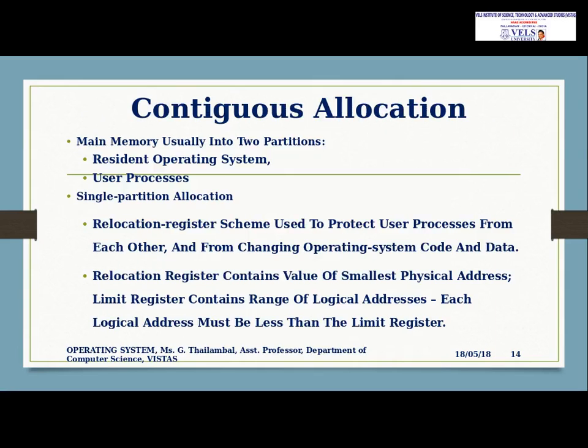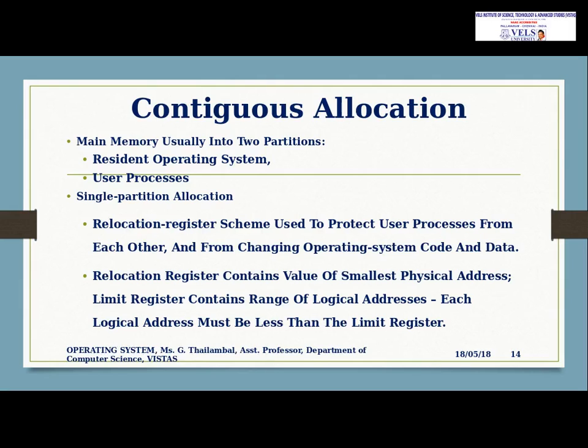And contiguous allocation. What is contiguous allocation? The main memory is divided into two parts, one for the resident operating system and another for the user process, as we already know. This is called partitioning memory. The partition could be a single partition or multiple partitions.